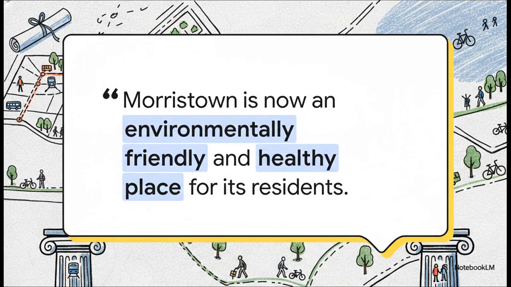Okay, let's make this real. Here is our actual blueprint, our thesis statement for an essay we're pretending to write. The argument is that Morristown has become environmentally friendly and healthy because of two specific things: better public transport and new pedestrian-only streets. See those two things? Those are the main pillars we're going to build our whole essay on.